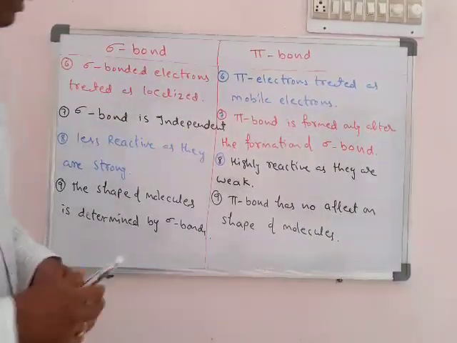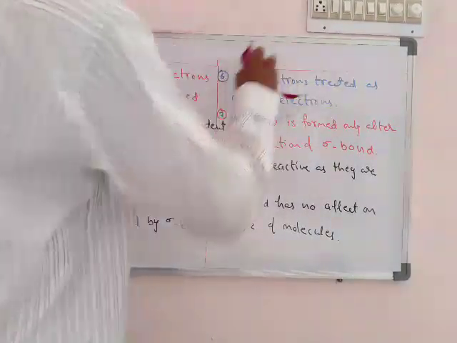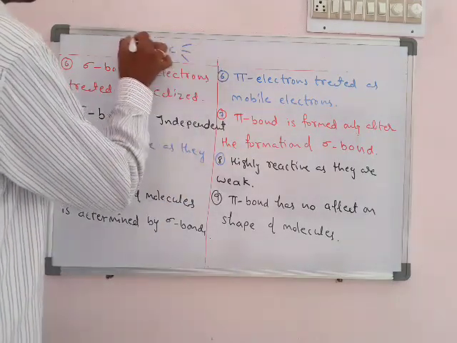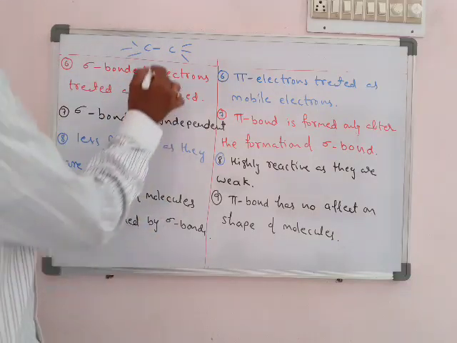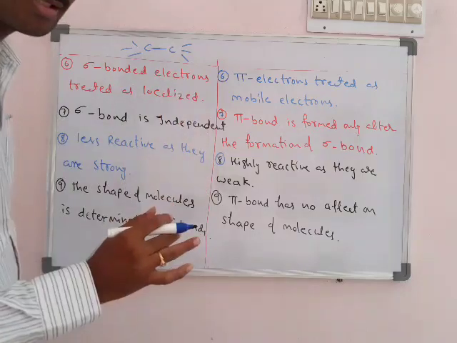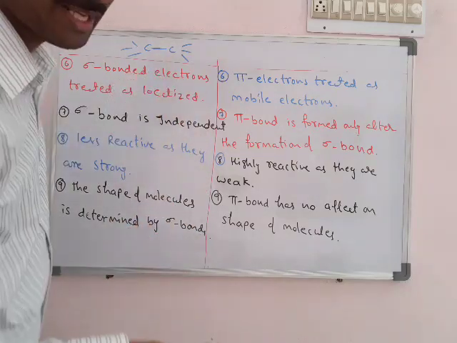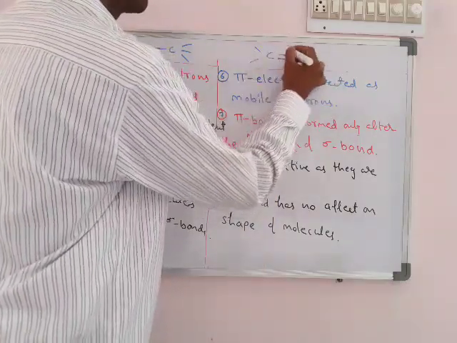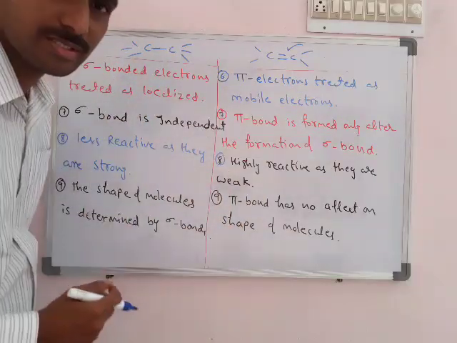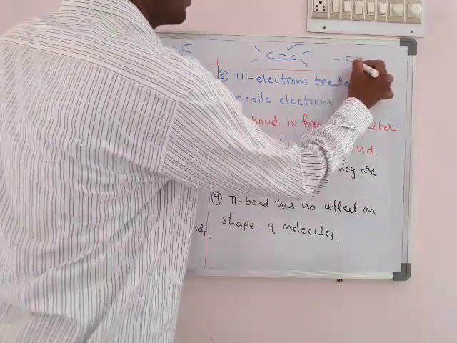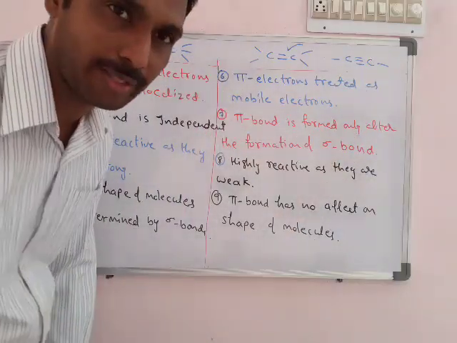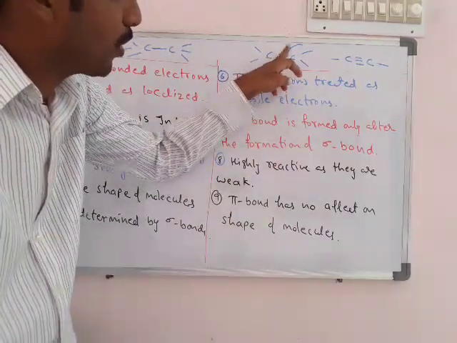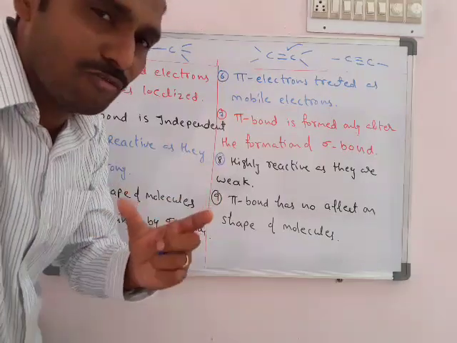For example, take ethane. Here all are sigma bonds, so it is not easy for bond formation. Ethene has a carbon double bond, and this is more reactive when compared to ethane. There is also a compound in which carbon has a triple bond. Due to the presence of pi bonds, those are more reactive, while compounds with only sigma bonds are very less reactive.